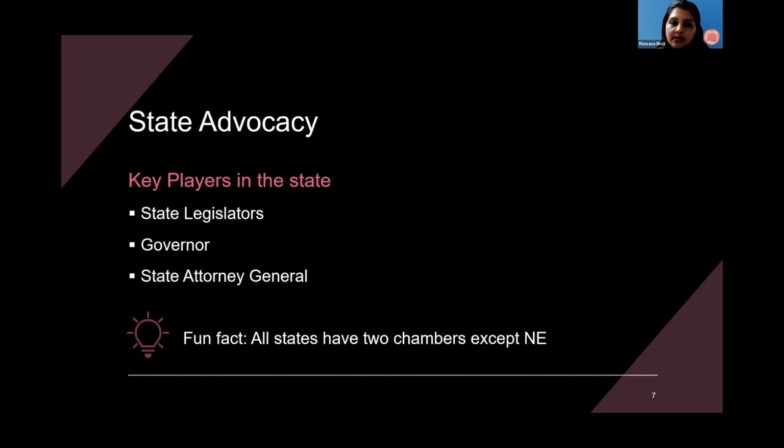Now, typically, all states have a bicameral legislature, that is 2 chambers, the House and the Senate, except for the state of Nebraska, that just has 1 chamber. So this leads me to my next point, which is that each state is different when it comes to the composition of its members, as well as the timing of the legislative session.